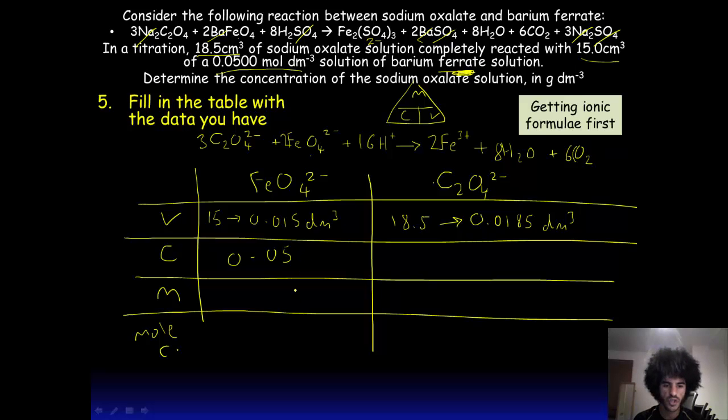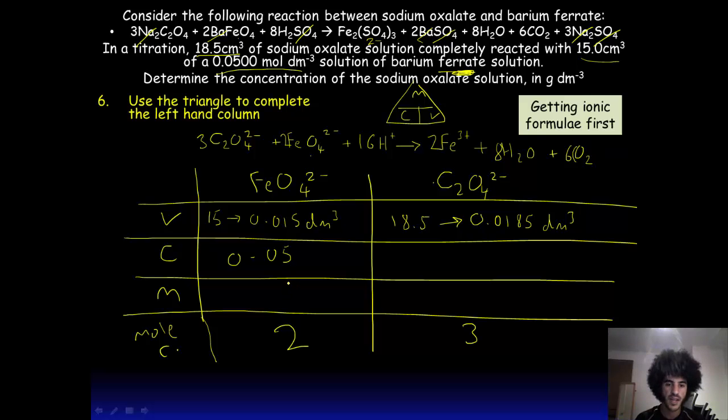Now, before I go any further, I'm also going to do the mole ratio. I can see that I have 3 moles of this for every 2 moles of that. So let's put it in, 2. Okay. And then you go through the motions, okay? Use the triangle to complete the left-hand column, okay? So for moles, it's concentration multiplied by volume. So it's going to be 0.05, that's my concentration. I multiply by my volume, which is 0.015, and that will give me 7.5 times 10 to the minus 4.